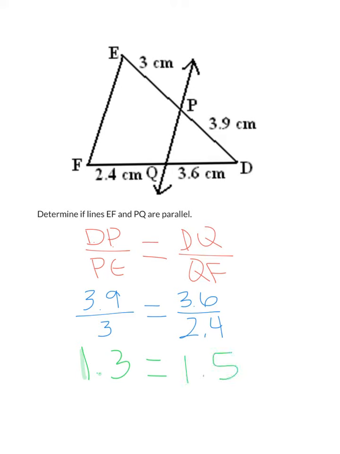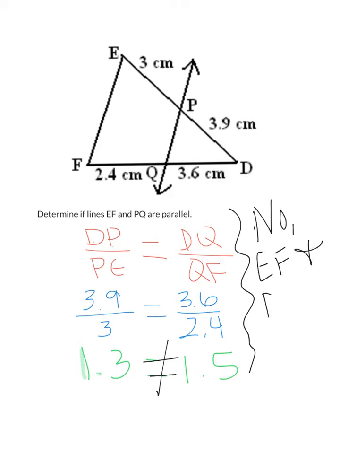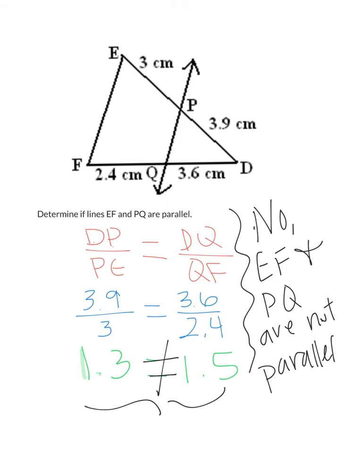So again, since these two things do not equal each other, right? These are not equal. Then no, we do not have parallel lines. So we would say no, EF and PQ are not parallel. And again, reason being that our ratios here did not equal each other, therefore we do not have parallel lines by the converse of the proportionality theorem.